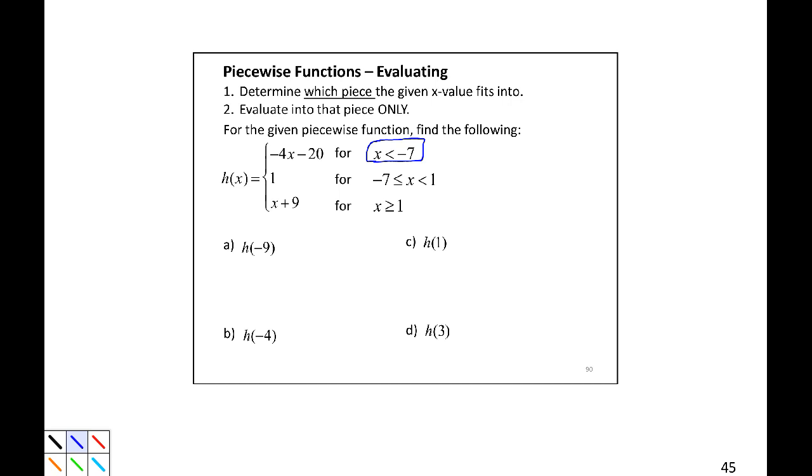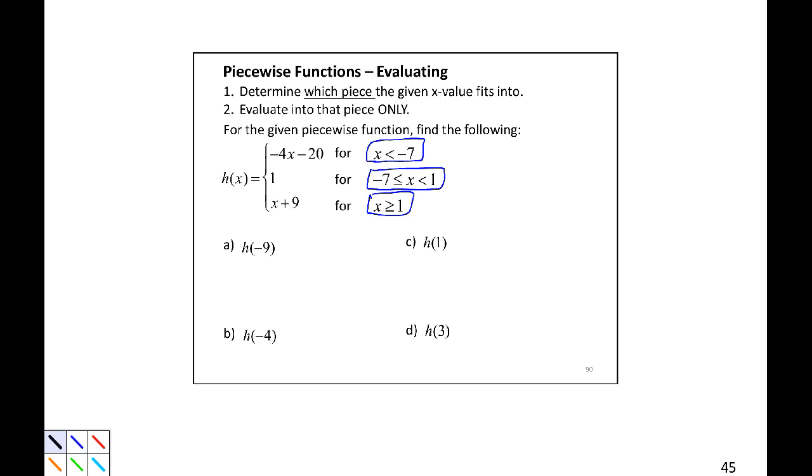Then we have the second branch, which is a constant of 1, and that's whenever x is between negative 7 and 1, not including 1. And our third branch, x plus 9, only applies whenever x is greater than or equal to 1. So for part A, we have h of negative 9.